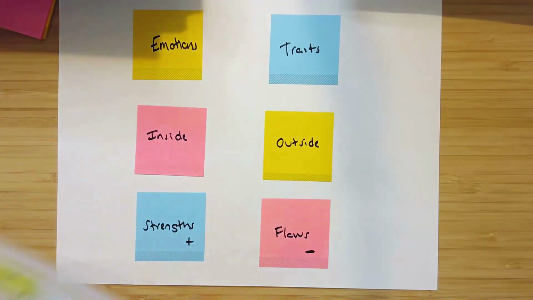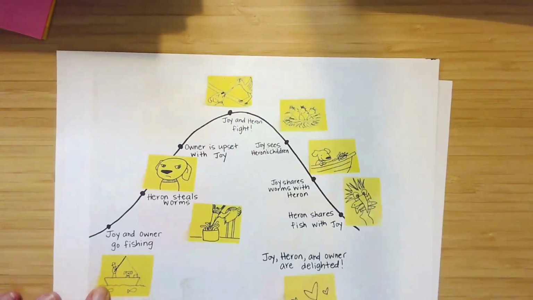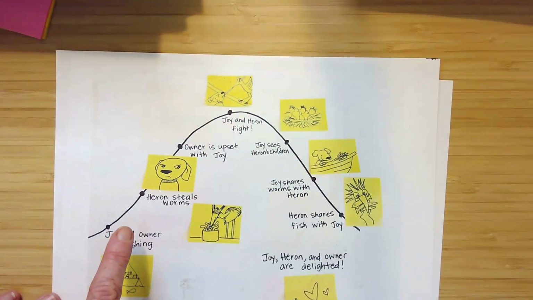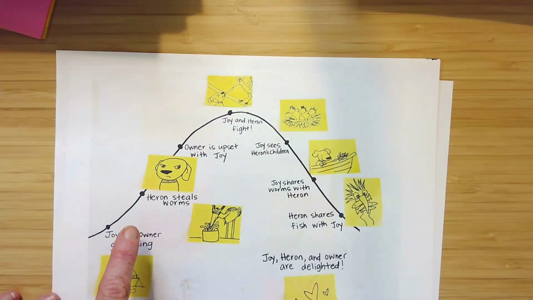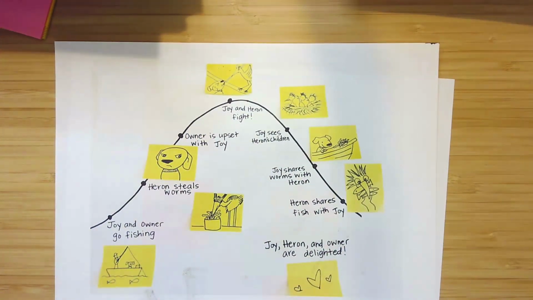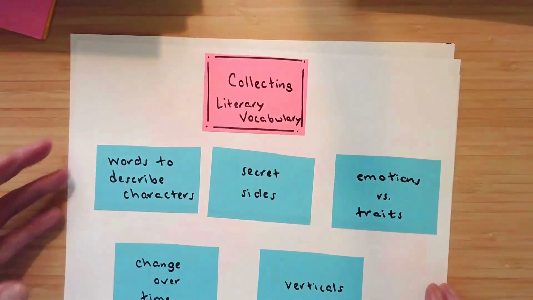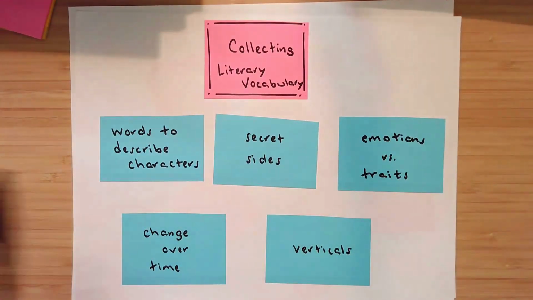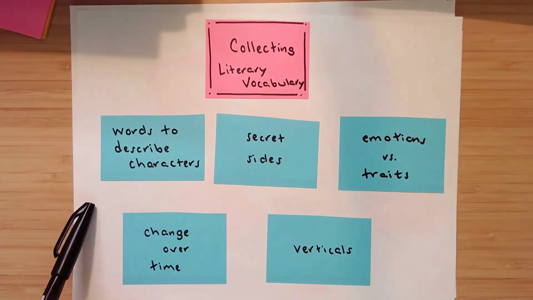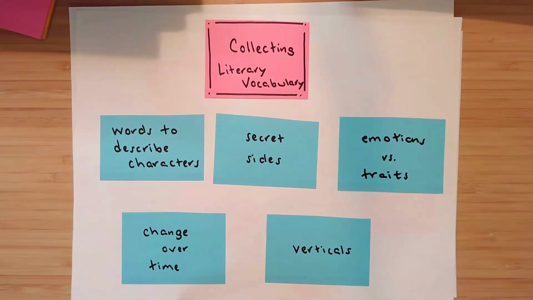Sometimes we can do story mountains. We can begin to say, how was Joy at the beginning of the story? At what moment did we begin to see that she begins to be fierce? At what moment do we begin to feel that she's aggressive? That work of change over time is also part to whole work. Again, there are a lot of these laid out in the book, but I think beginning to think about words to describe the characters and secret sides of characters, and emotions versus traits, and change over time.